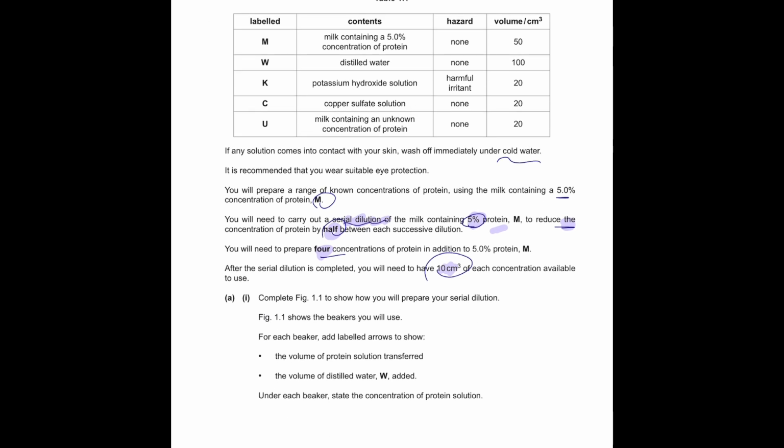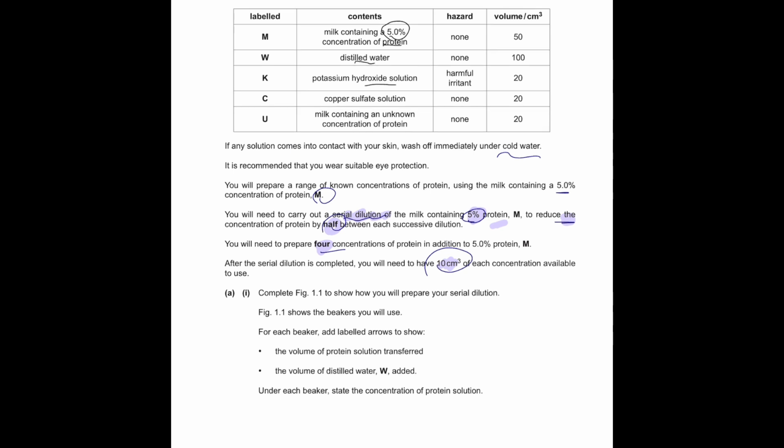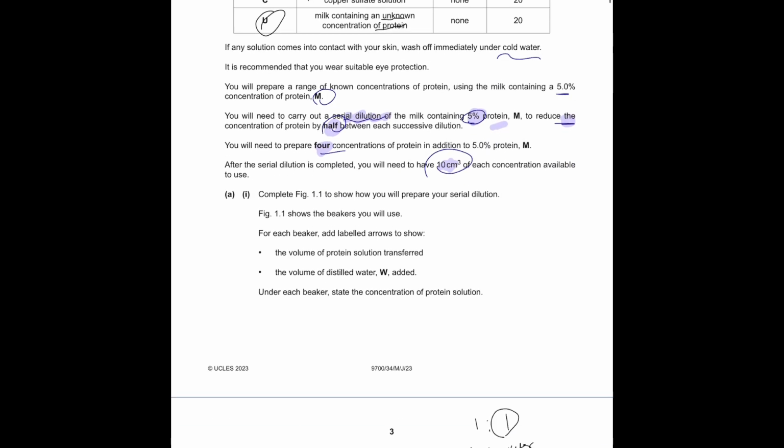So they gave us a milk containing 5% concentration of protein, distilled water, potassium hydroxide solution, copper sulfate solution, and milk containing an unknown concentration of protein. That's U. Okay, so first of all, it asked us to carry out serial dilution of milk containing 5% protein to reduce the concentration by half between each successive dilution, and we need to prepare four concentrations, and after each we have to have 10 cm³ left in every beaker.